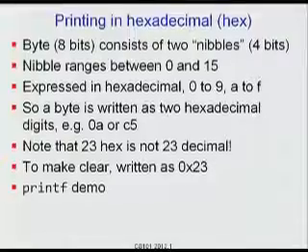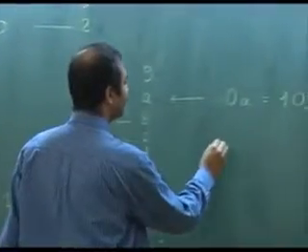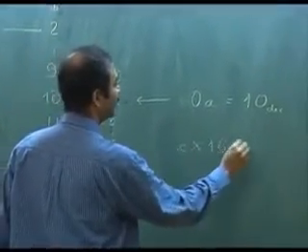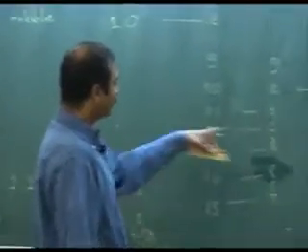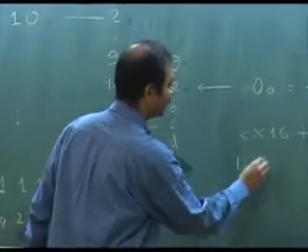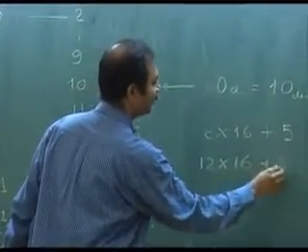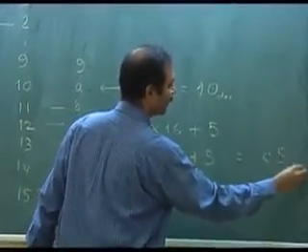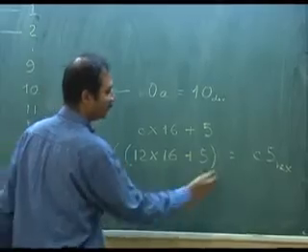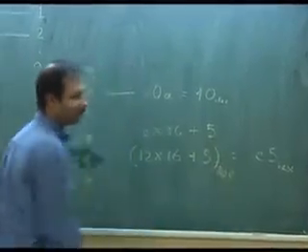And what is C5? C5 is C times 16 plus 5. Okay? And C being 12, this is 12 times 16 plus 5. So C5 in hex is equal to 12 times 16 plus 5 decimal.